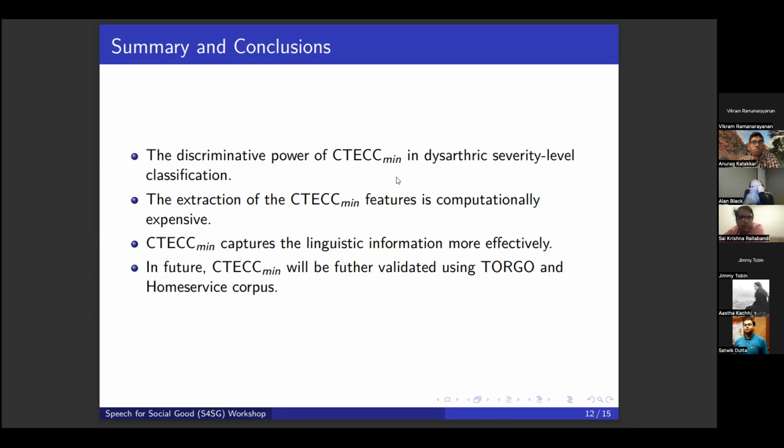Hence, to conclude, we analyzed the discriminative power of CTECC minimum in dysarthric severity, and CTECC minimum captures better linguistic information. Further, this can be utilized for different datasets like TORGO, Nemours, and the Home Service corpus, as well as for various assistive technologies. Voice assistants also can be utilized as a further extension to this work.